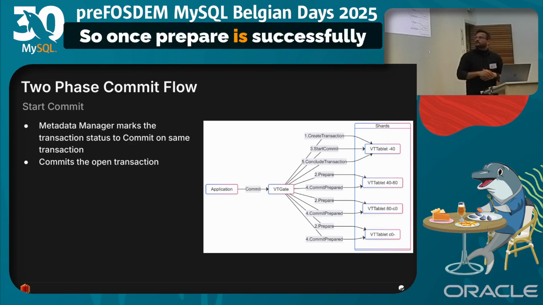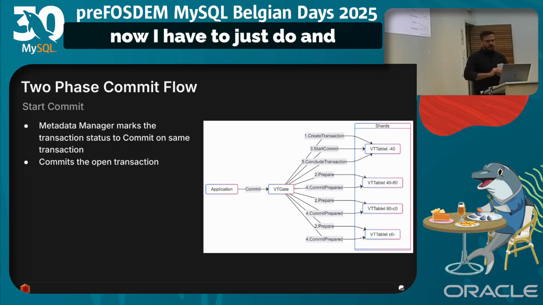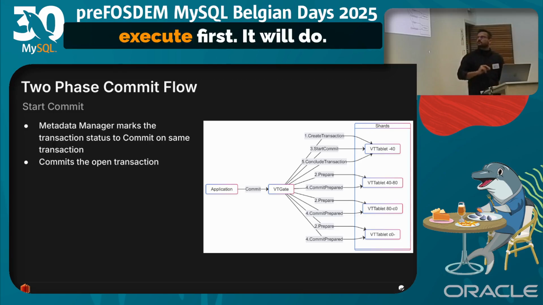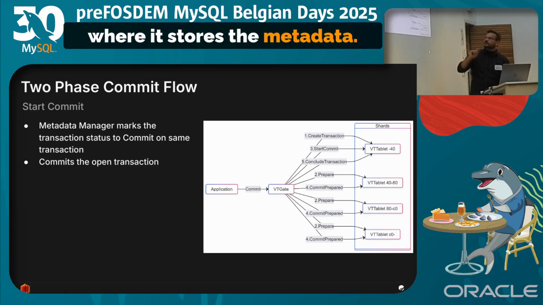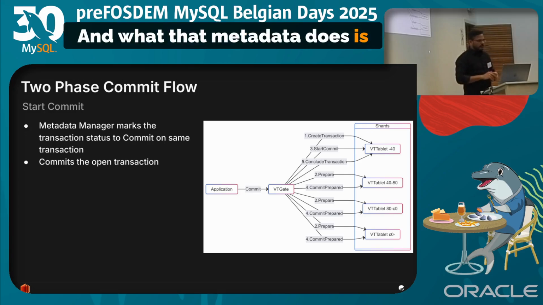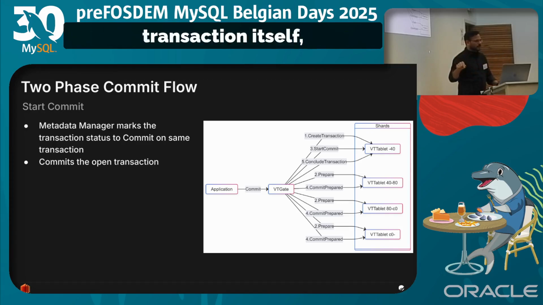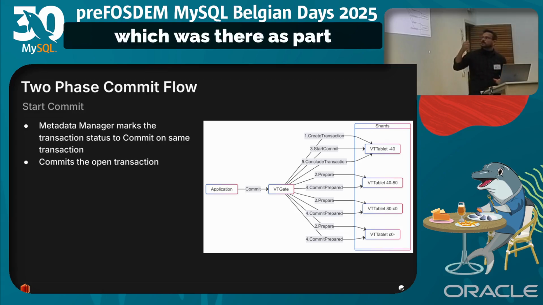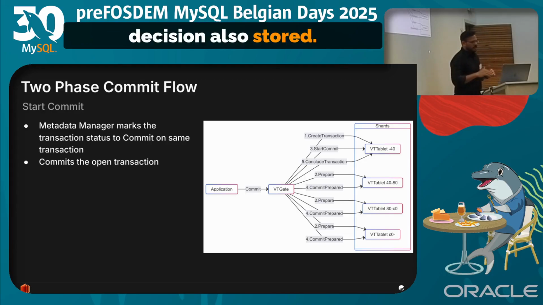Once prepare is successfully received by VTGate, what VTGate does is, okay, now I have to commit everywhere. But before it does commit everywhere, it has to first store the commit decision. So it sends the commit decision to where it stores the metadata, and that updates the commit decision in the metadata, and along with it, it also commits the open transaction itself, which was there as part of that transaction. If that is stored successfully, we know that the commit decision is also stored, and now the decision cannot be changed.